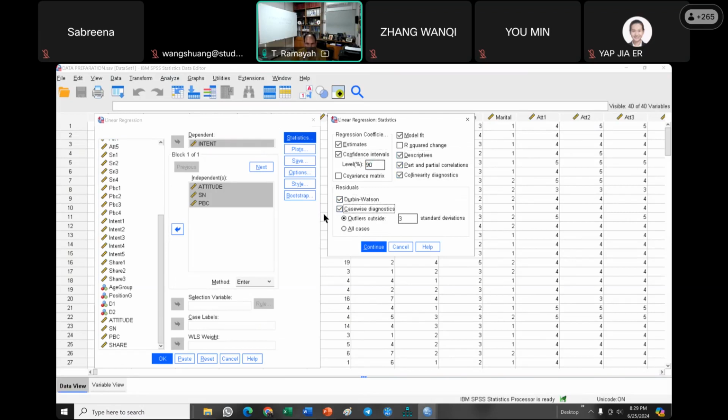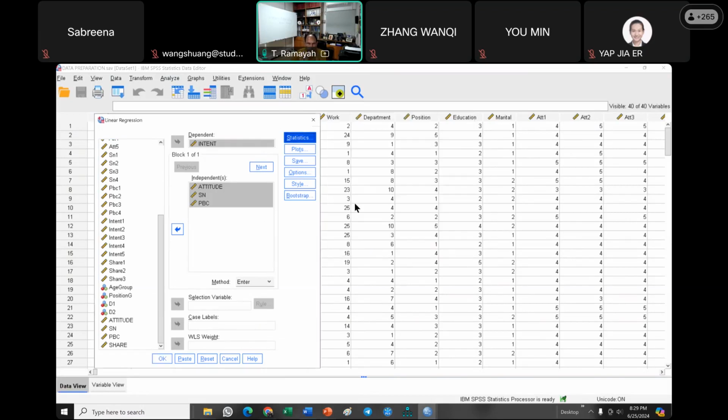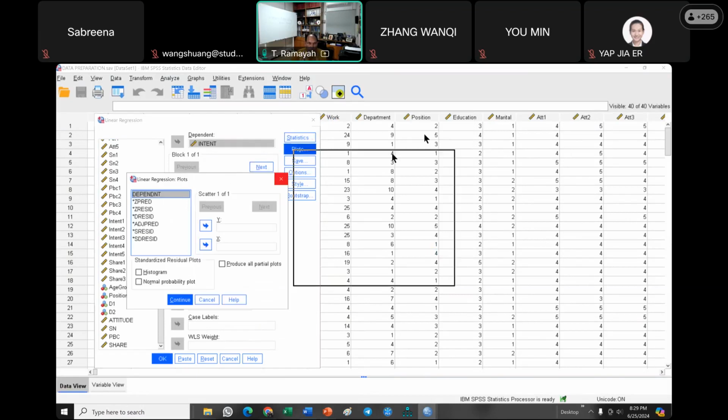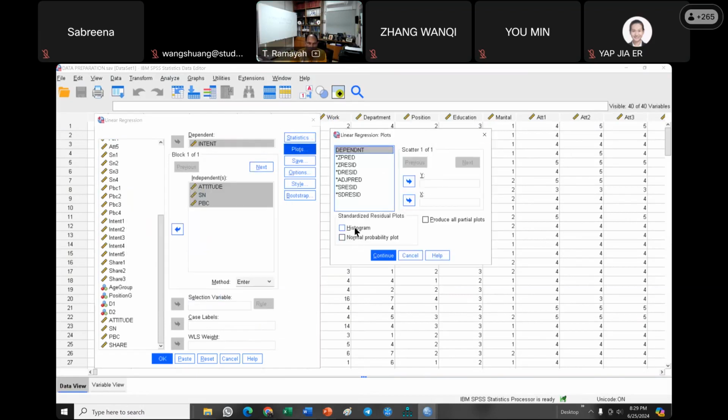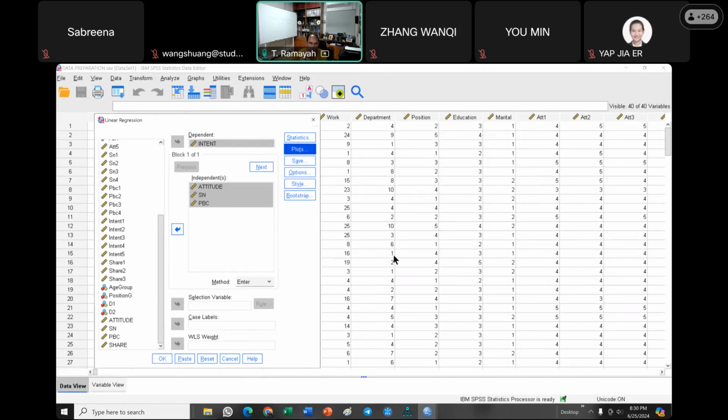Okay. Next, after we click continue, under Plots, we will need the histogram, the normal probability plot, produce all partial plots, and an additional thing you need to do is the studentized residual, and we can take the dependent or the standardized predicted value, either one also can. So these are the assumptions, the 7 assumptions. Then you click continue.